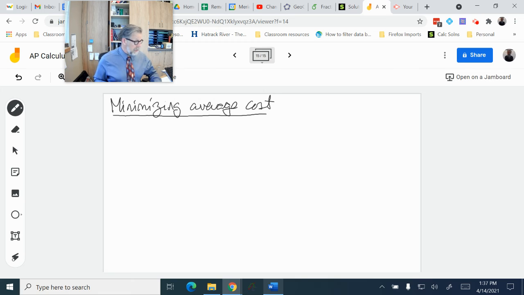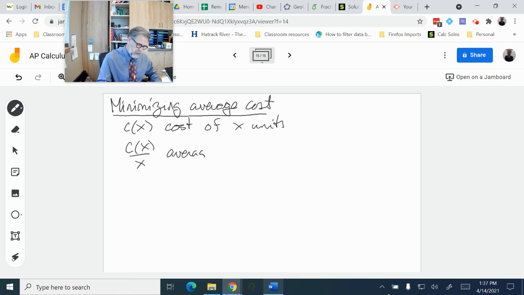And so let's define a couple terms. First off, we've already seen C of X, which is the cost of producing X units. The average cost per unit, therefore, is just going to be that divided by the number of units. This is going to be the average cost of producing X units.